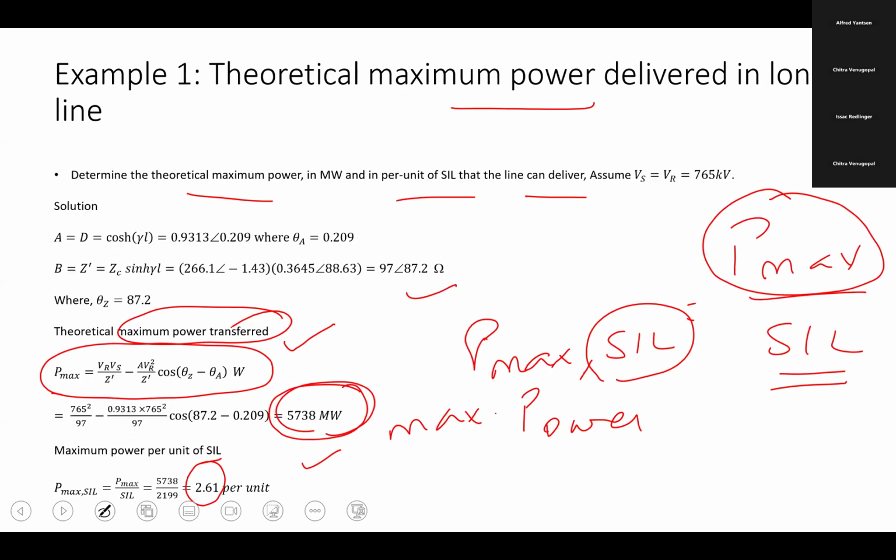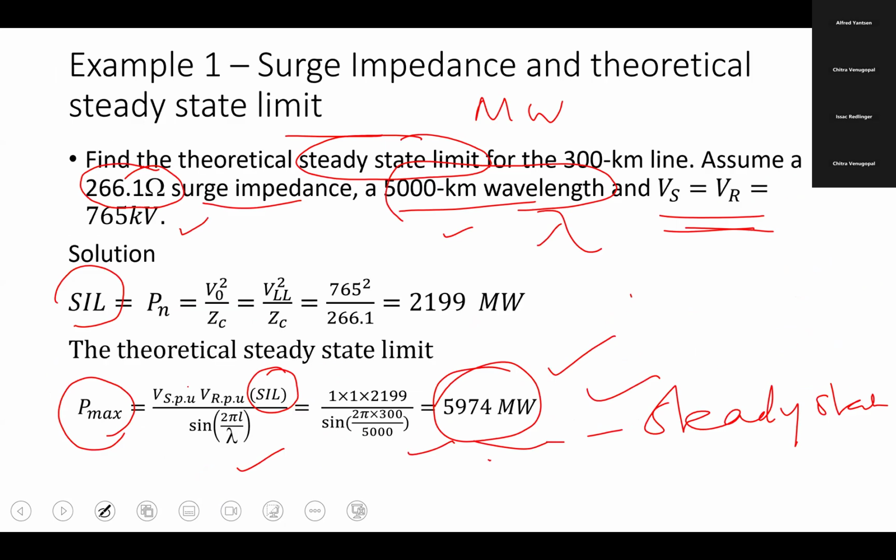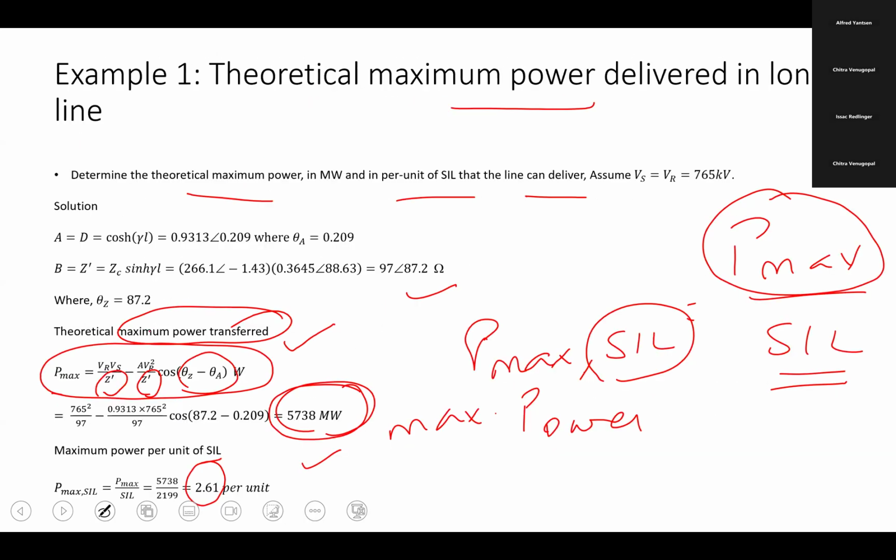Right. So when you say maximum power that can be transferred, we are including the Z values in the equation, the sending end voltage, receiving end voltage, and the angle. Everything is included here. Whereas when you are talking about the steady state power, we are using only the surge impedance loading. We are matching the load impedance with the source impedance, and we are calculating the limit. We are talking about the limit here, and this is actually the amount of power that can be transferred.